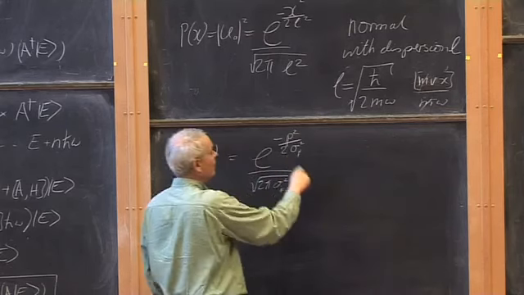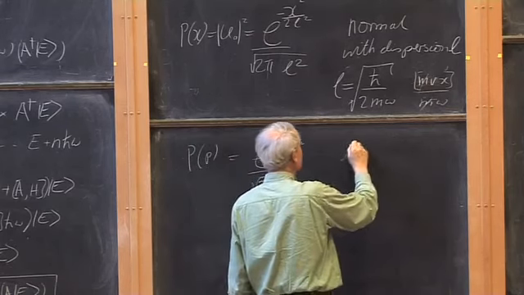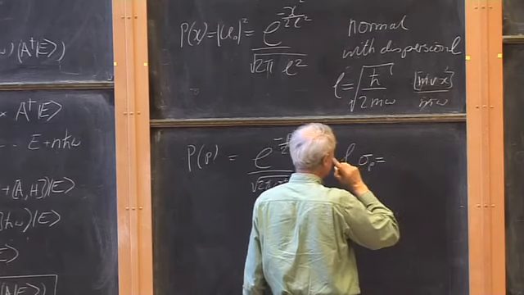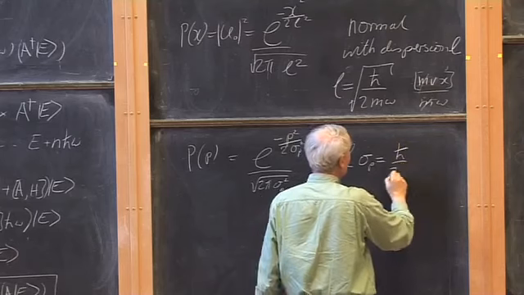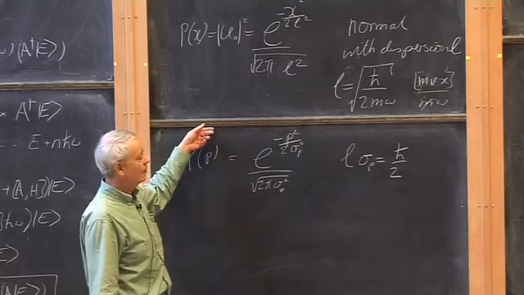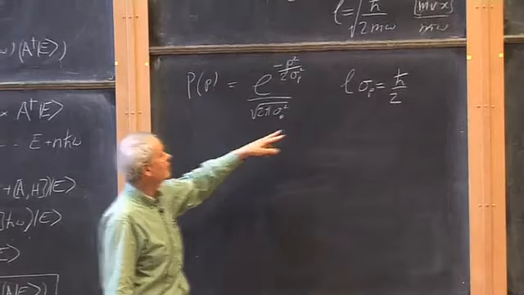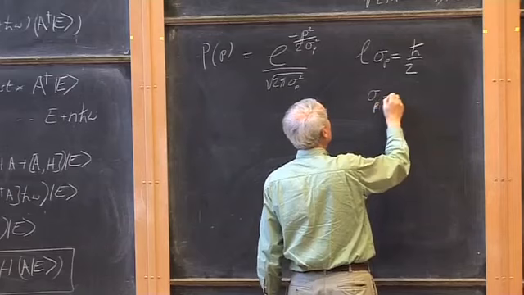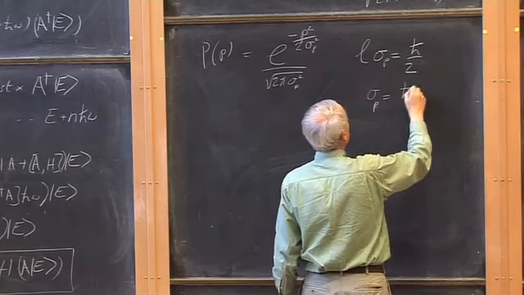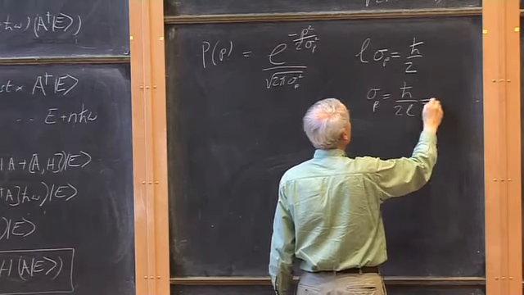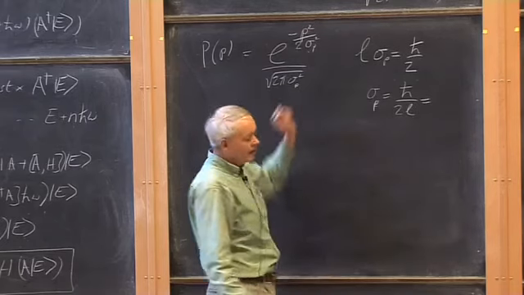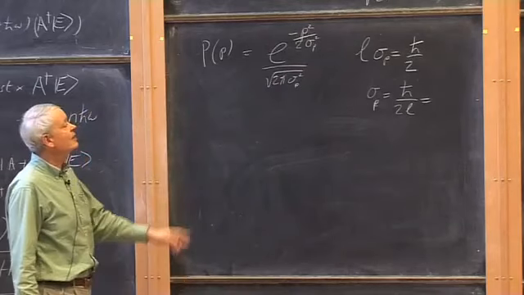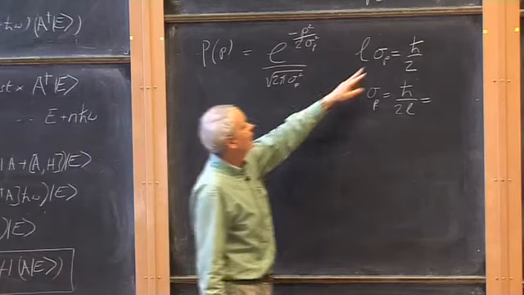And remember, we had the uncertainty principle, which said that the dispersion in x times the dispersion in momentum is equal to h bar over 2 for the Gaussians. This was a result we established when talking about the free particle. So that tells me that sigma p is equal to h bar over 2L. So there's some characteristic momentum that the particle has.